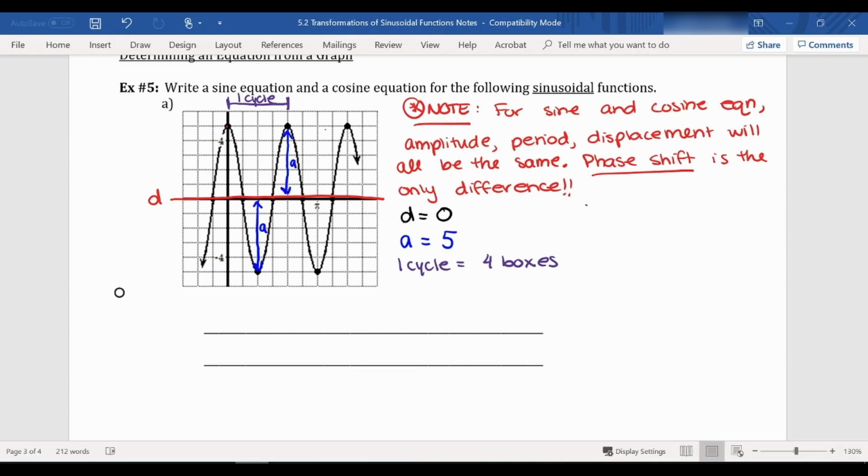So what we really need to figure out is what is our scale on the bottom. So we see that 1, 2, 3, 4, 5, 6 boxes is pi. So this means that pi over 6 is 1 box. So 4 pi over 6 is 1 cycle because it's 4 boxes, or 2 pi over 3 is 1 cycle or 1 period. So we have to figure out what B is. Okay? This is not your B, this is your period.